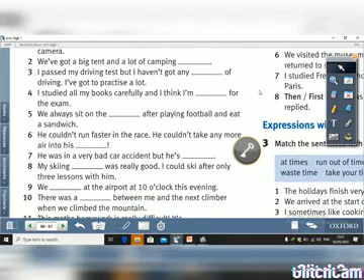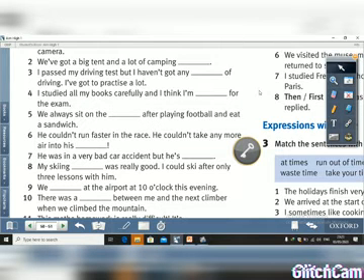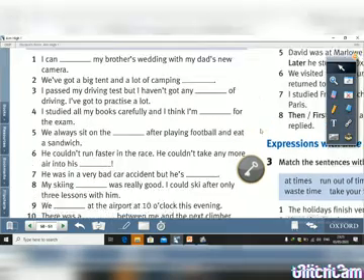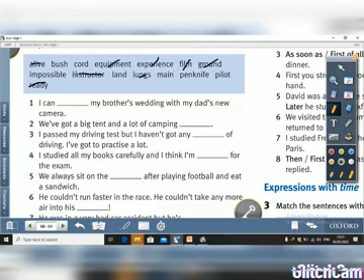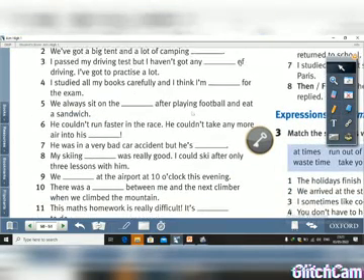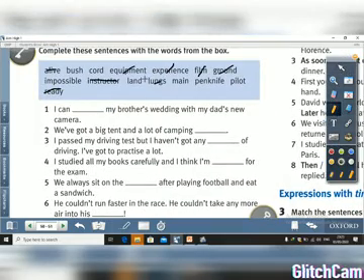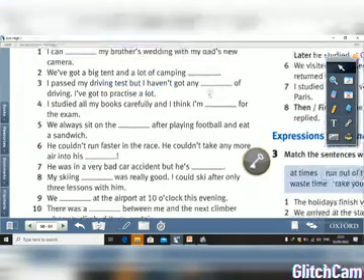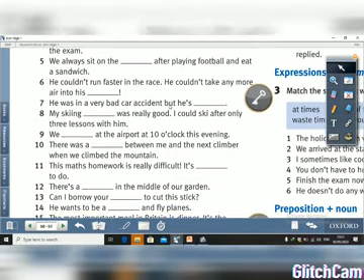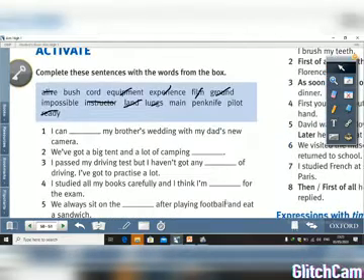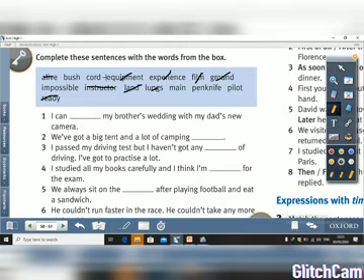Number eight, my skiing was really good. I could ski after only 3 lessons with my instructor. Yes, instructor, excellent. Okay, number nine, we land at the airport at 10 o'clock this evening. So we land, yes, excellent. Number 10, there was a cord between me and the next climber when we climbed the mountain. There was a cord, yes, good, excellent.